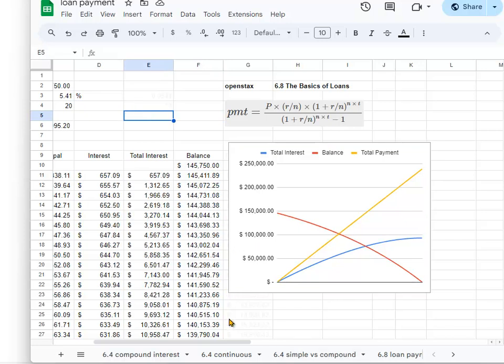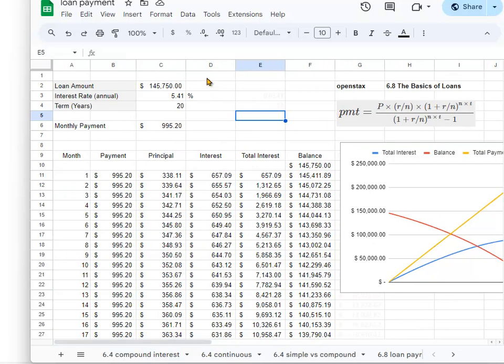All right, so let me look at this Google Sheet here a little bit more. These are just numbers here. You can see them here again.